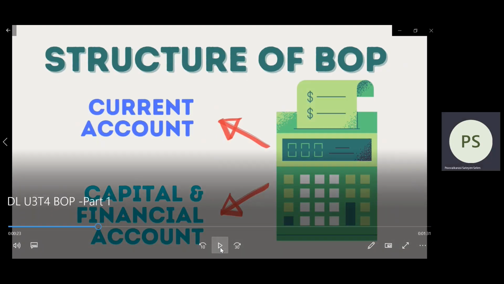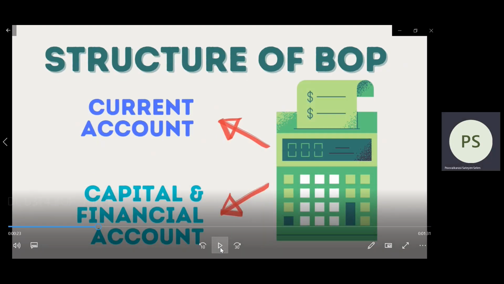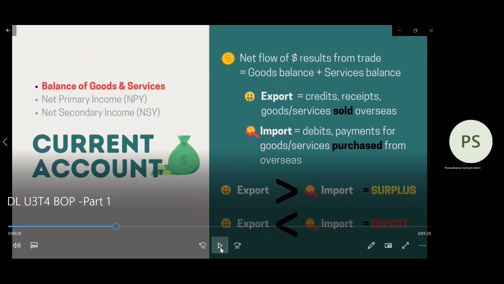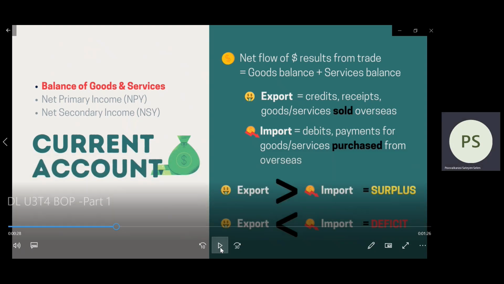The structure of balance of payment, we can divide it into two main accounts. One is current account, the other one is capital and financial account. Okay, so our current account consists of balance of goods and services, net primary income, and net secondary income.